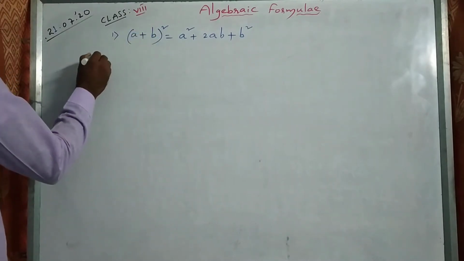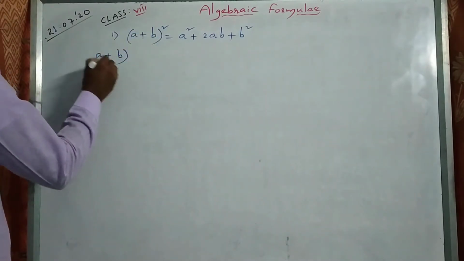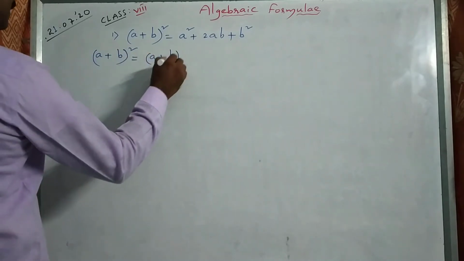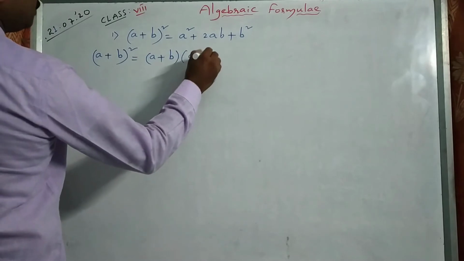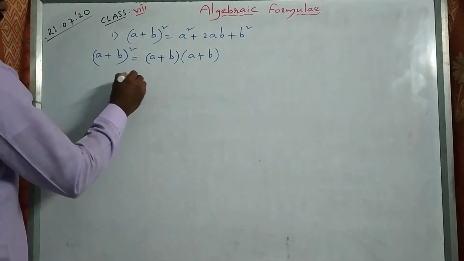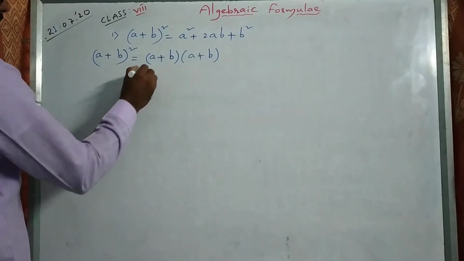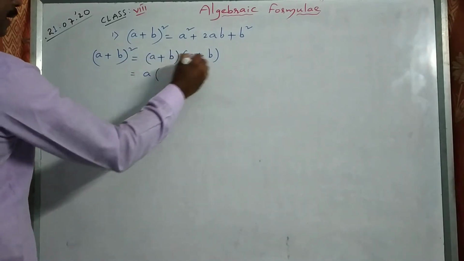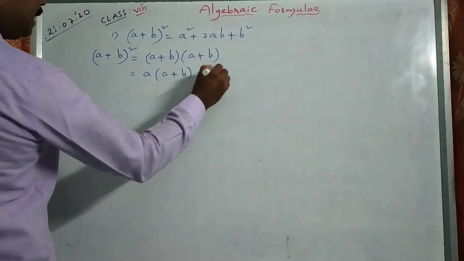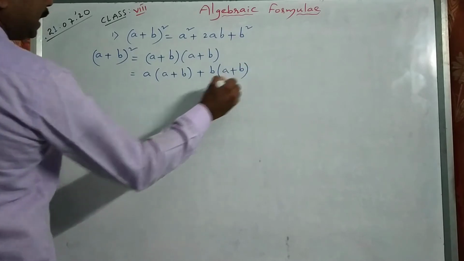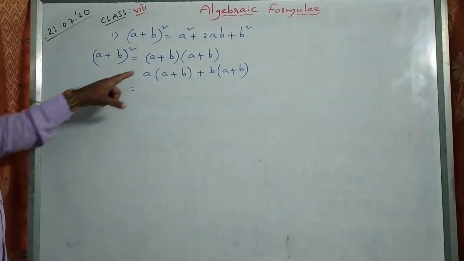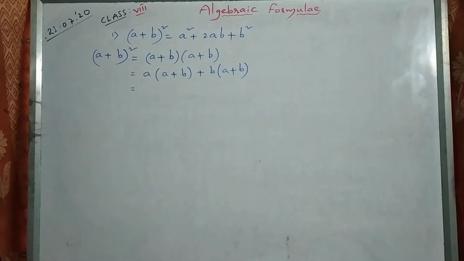So how did you get this? (a plus b) whole square means (a plus b) into (a plus b). Two times you have to multiply, right? Because it is whole square. Binomial versus binomial. So with a, multiply the whole term, (a plus b) into (a plus b). Okay? a into (a plus b) and b into (a plus b).